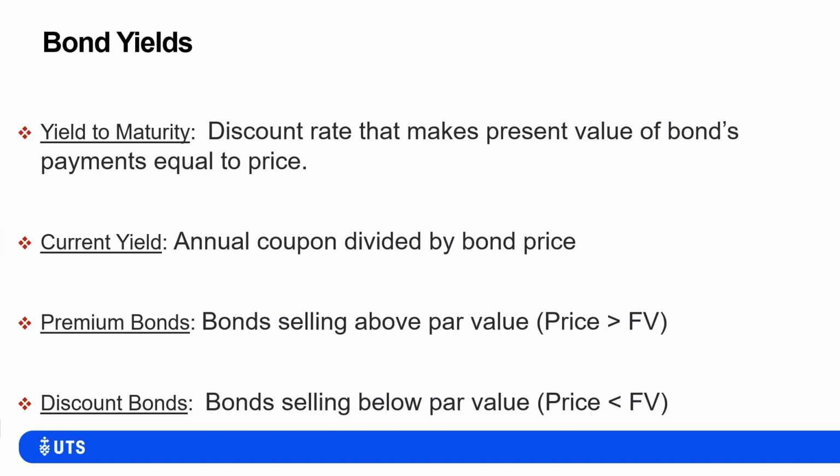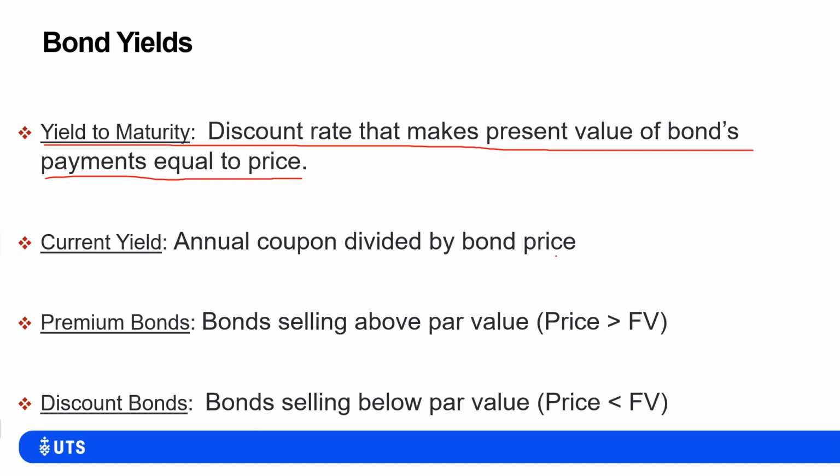For the discount rate we just talked about, if it makes the present value of the bond's payments equal to the market price, then we call this discount rate the yield to maturity. So that's one type of bond yield. We also have another type of bond yield, which we call the current yield. Current yield is calculated as the annual coupon divided by the bond price.